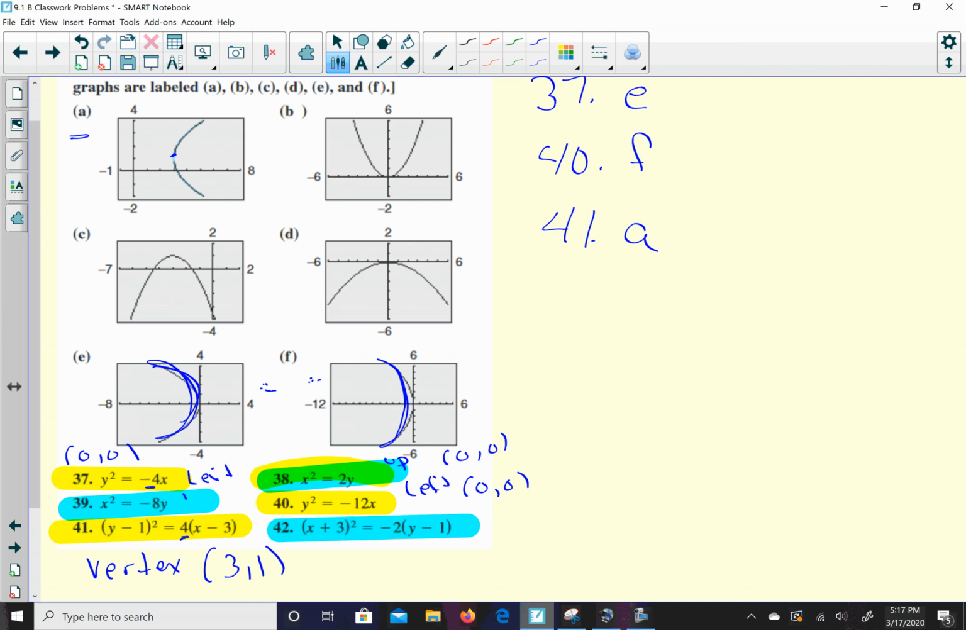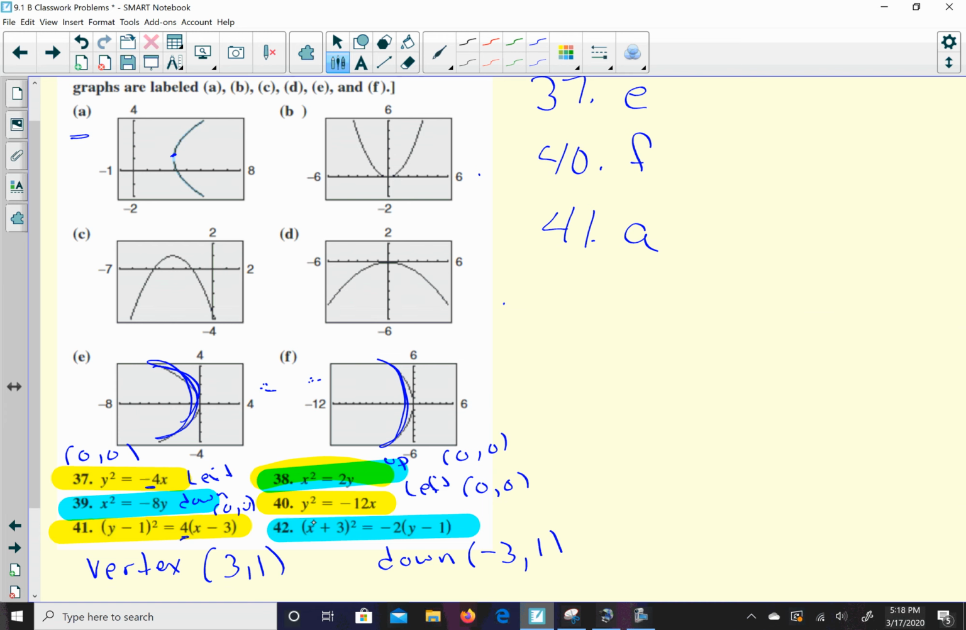39 is going to open down, and it's going to have the vertex at 0, 0. And 42 is going to open down because of that negative sign. And its vertex is going to be at -3, 1, because technically I'm subtracting a -3 to get that +3. So the two that are at the origin are this one and this one.